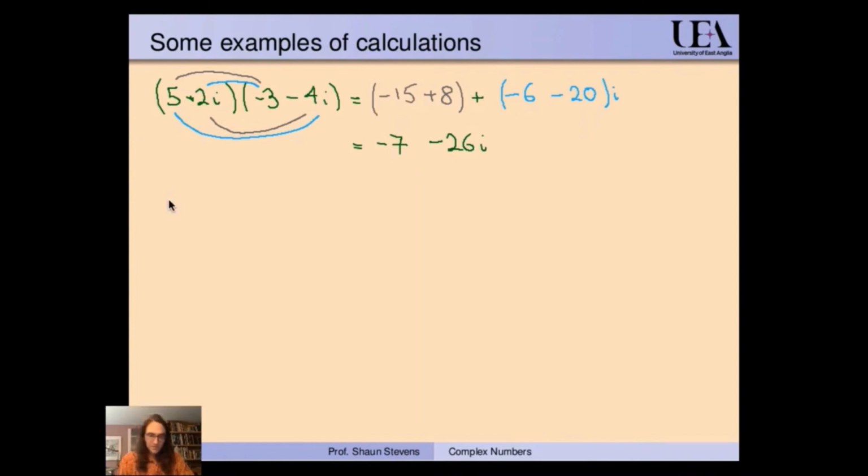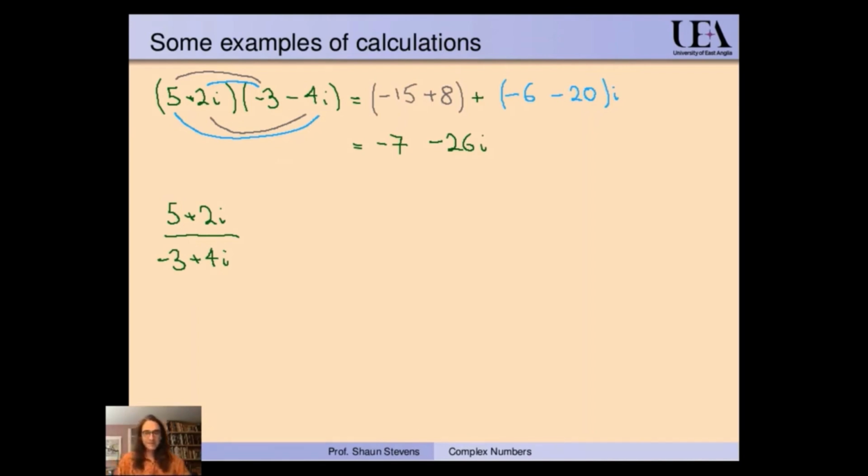Now, it turns out we can also do division. So here's a division example. So suppose I wanted to do 5 plus 2i divided by minus 3 plus 4i. How are we going to do that? Well, again, this is something of the sort you've seen before. So if you had an expression with surds, with a 1 plus root 2 in the denominator, you would know how to clear that denominator by multiplying by 1 minus root 2, so that you get a difference of two squares in the denominator, which will then simplify to give just an integer.